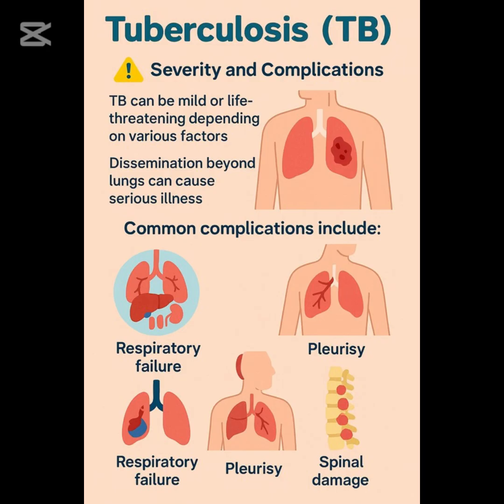Severity and complications. If left untreated, TB can become life-threatening. It may lead to widespread damage in the lungs, respiratory failure, or disseminated disease affecting multiple organs. Common complications include hemoptysis, coughing up blood, pleural effusion, and TB meningitis. In people with weakened immune systems, TB can spread rapidly and cause severe disease. Drug-resistant TB forms are much harder to treat and come with higher risks of complications and mortality.